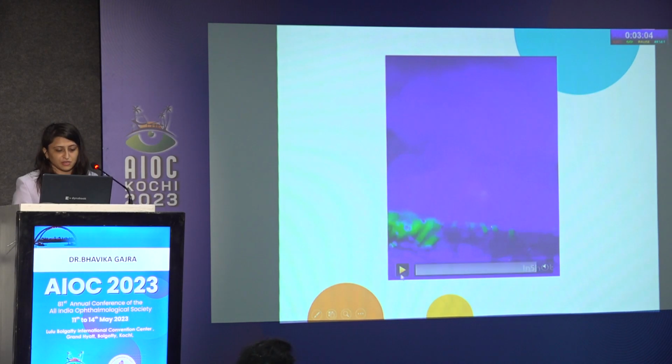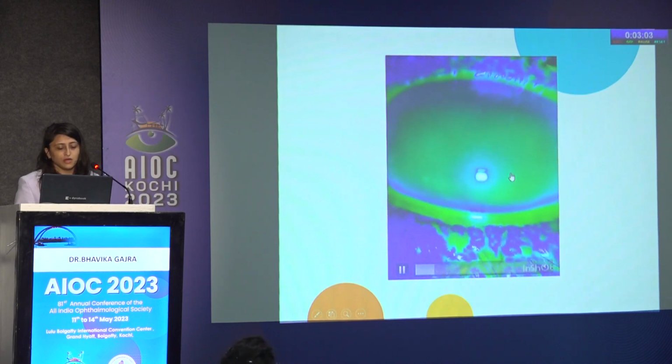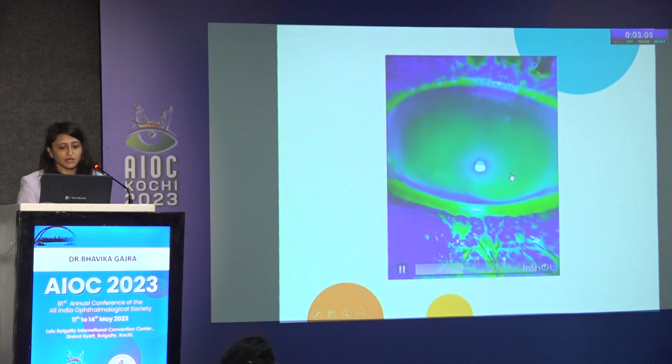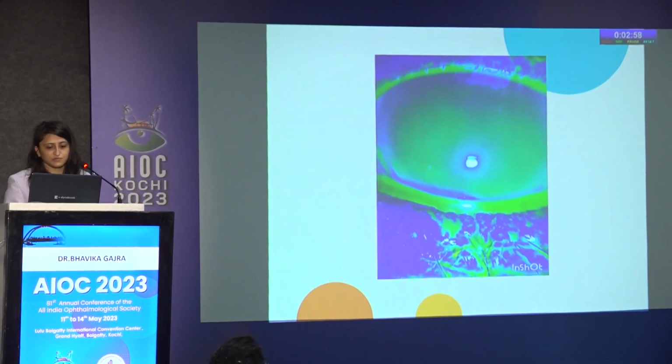This is a video showing TBUt measurement with SCOOBY. The interval between the normal blink and the appearance of dry spots is measured.